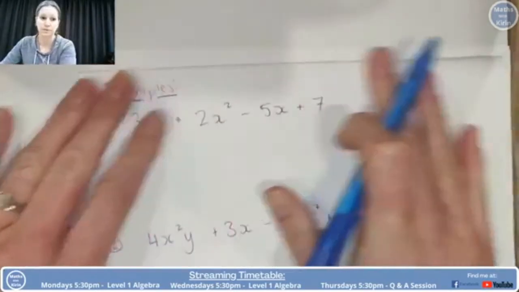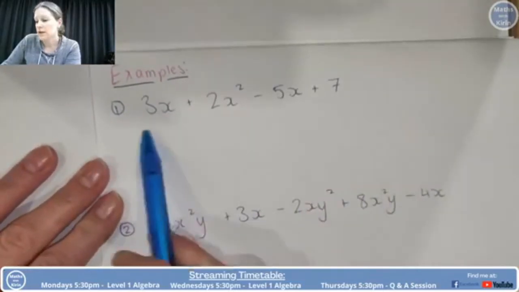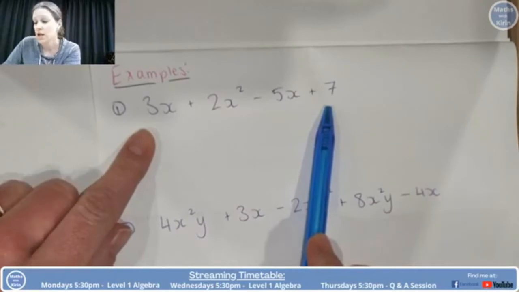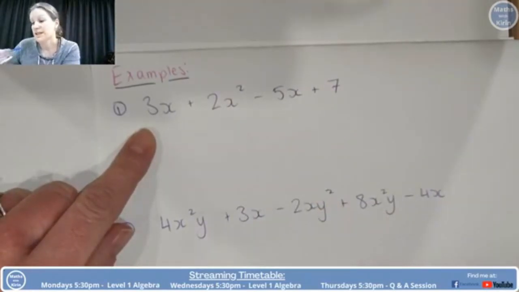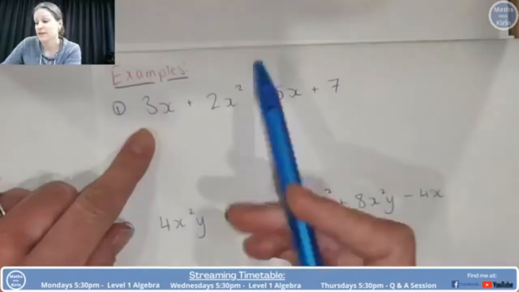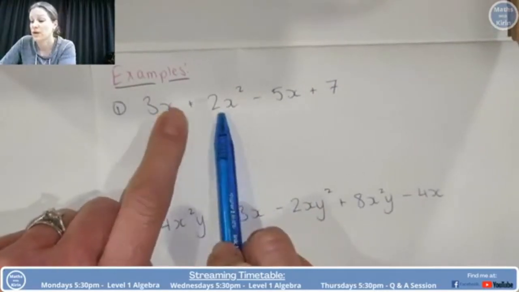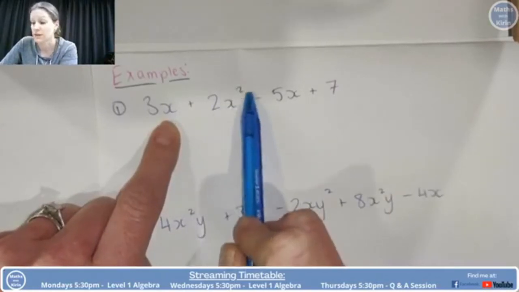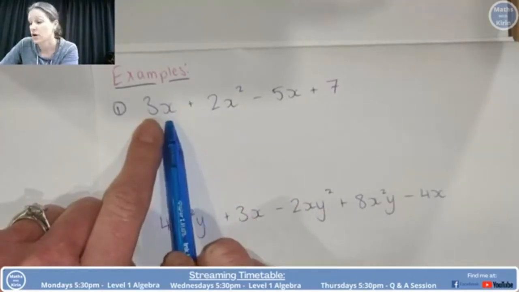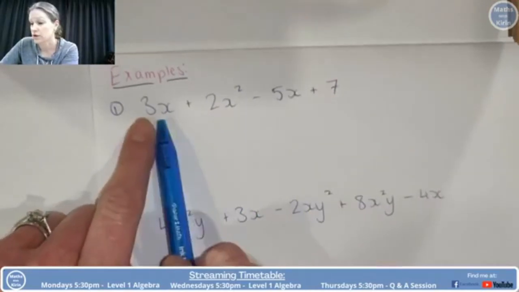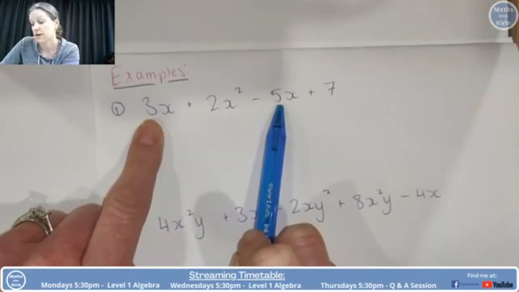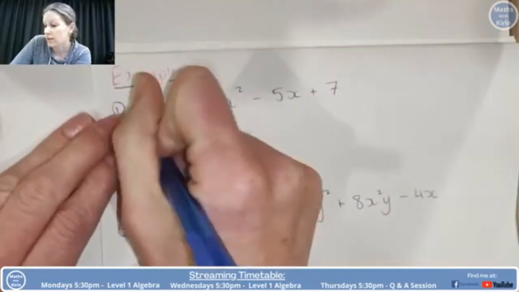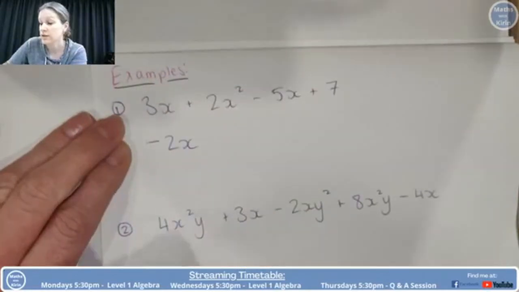Okay, so I've got two examples. In this first one, we've got 3x plus 2x squared minus 5x plus 7. When we're looking for like terms, we need the same variable, but the variable also needs to have the same power. So 3x and 2x squared, while they both have x as a variable, they're not like terms because this is an x squared and this is an x. The only like terms I have in this first question are the 3x and the minus 5x. If we've got 3x's and then we subtract 5, we end up with negative 2x's.